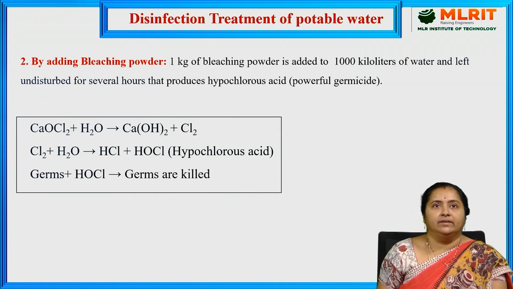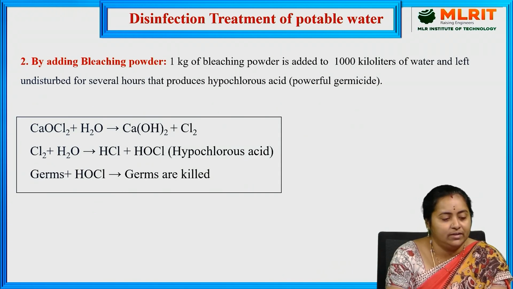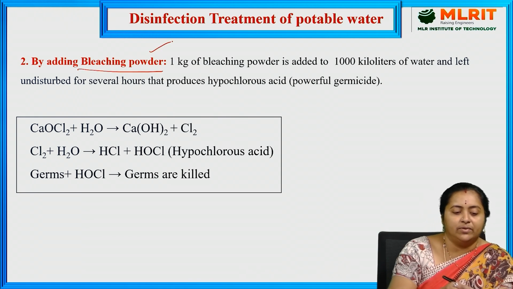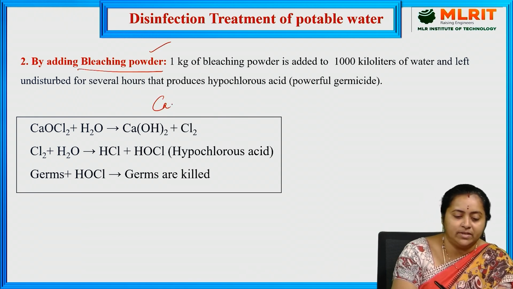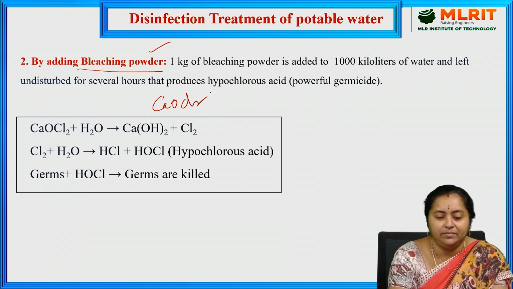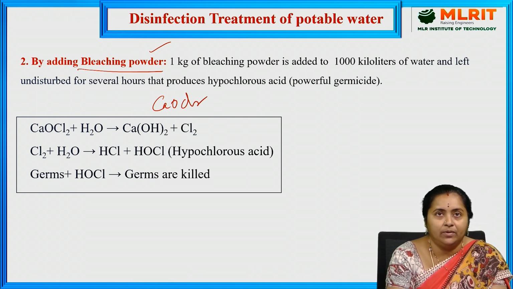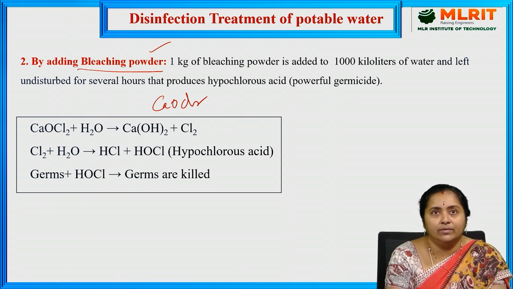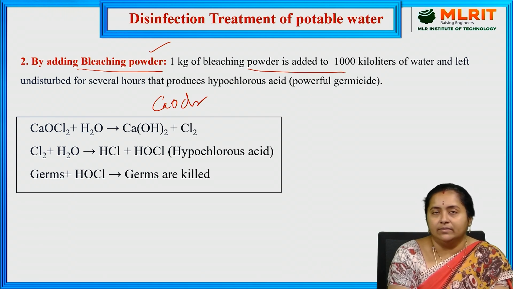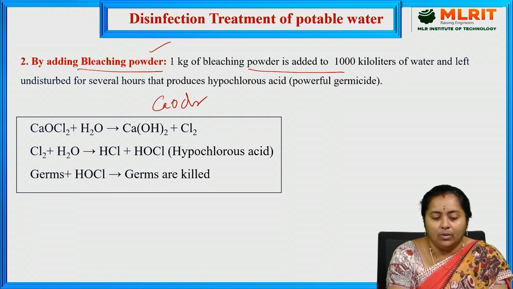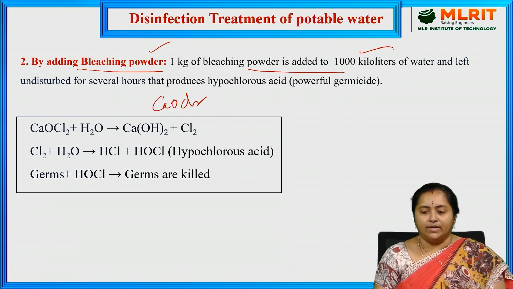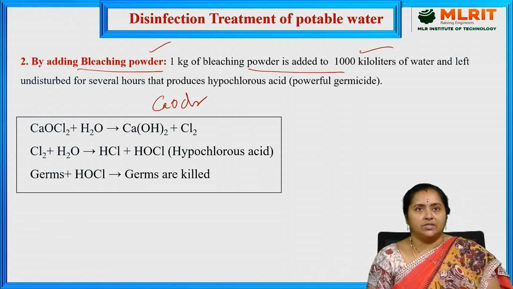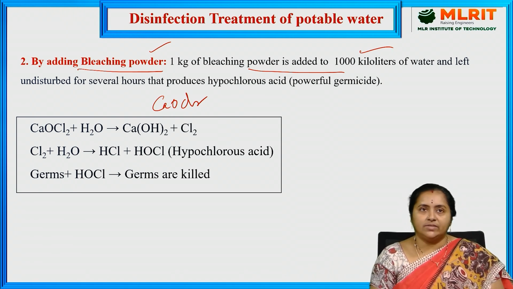So, what is the next method? Coming to the disinfection treatment of potable water, the second method we can use is the addition of bleaching powder. What is bleaching powder? CaOCl2, calcium hypochlorite. This can be added to the water in the proper proportions. The calculated proportion is that 1 kg of bleaching powder is to be added for 1000 kiloliters of water, and it is kept undisturbed for several hours so that reactions will take place.